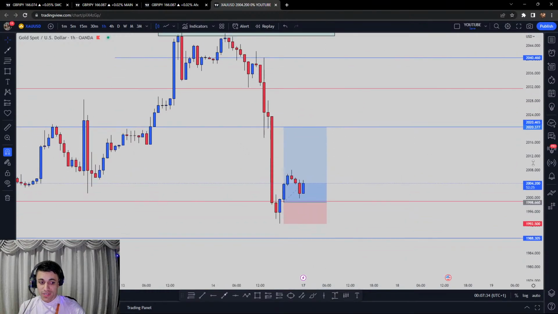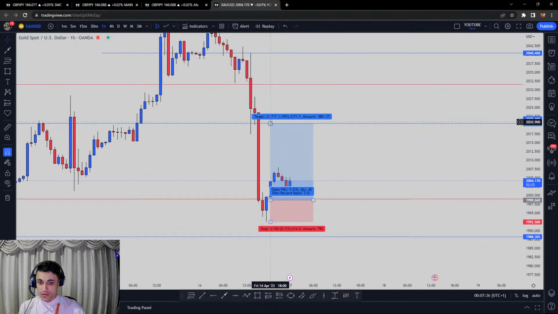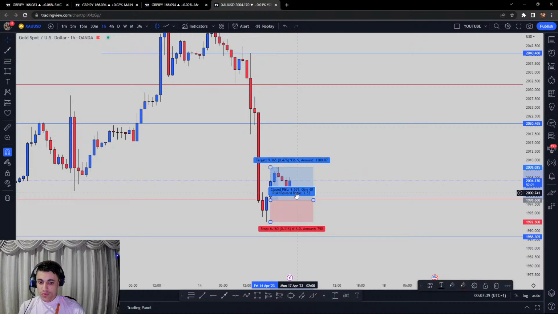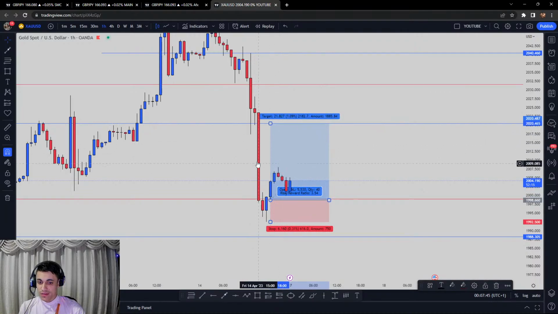But if you are an aggressive trader, I mean, at a point you were running at a 1 to 5. You could have taken profit right there. Beautiful, right? And there's a lot of imbalance here that could potentially be filled.